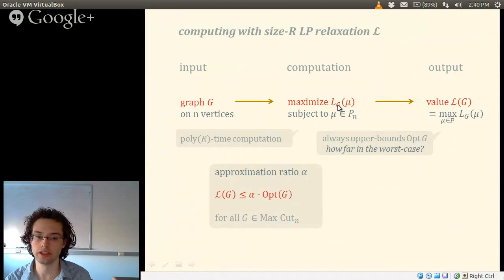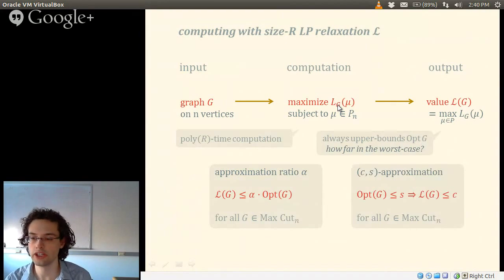There are different ways of measuring how good a relaxation is. One is the approximation ratio, which is familiar. The way I want to do it here is a finer way of measuring it. The relaxation achieves a C versus S approximation for MaxCut instances on n vertices if for every graph on n vertices where the value of the maximum cut is at most S, the linear program can certify that the optimal value is at most C. So for instances where the value is at most S, the LP can certify that the value is at most C. That's what it means to achieve a C versus S approximation. If C is equal to S, then you're solving the problem exactly. In general, C will be larger than S, and how much larger than S it is will determine the quality of the approximation.